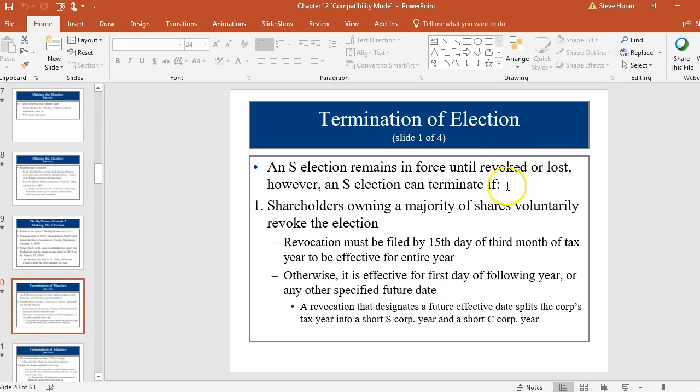Okay, so what if we want to terminate the election? An S election remains in force until revoked or lost, but it can be terminated if shareholders owning a majority of shares voluntarily revoke the election. So a majority of shareholders revoke it. So to go to S Corp, everybody has to agree, but to revoke it, only the majority has to agree. And again, they go with the 15th day of the third month of the tax year to be effective for the entire year. Otherwise, it's effective for the first day of the following year.